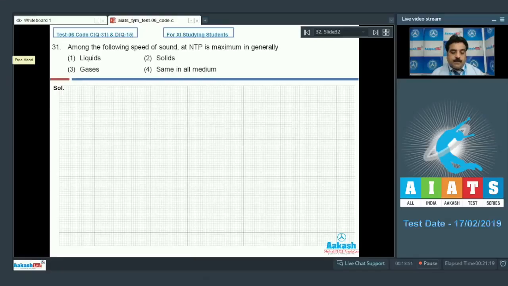In question number 31, among the following, the speed of sound at NTP is maximum in which? You know sound travels fastest in solids. So my option number 2 will be the right choice. We'll move to question number 32.